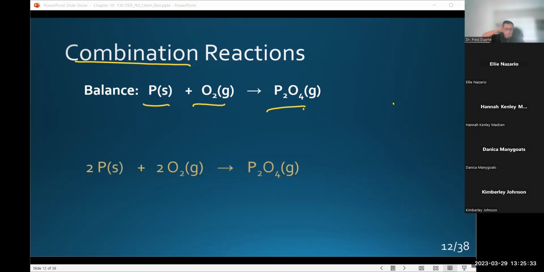And then obviously it's balanced here by putting a 2 in front of oxygen, and phosphorus balances it out. Okay, so combination reaction. Oh, let me clear this up a little bit here. All right.